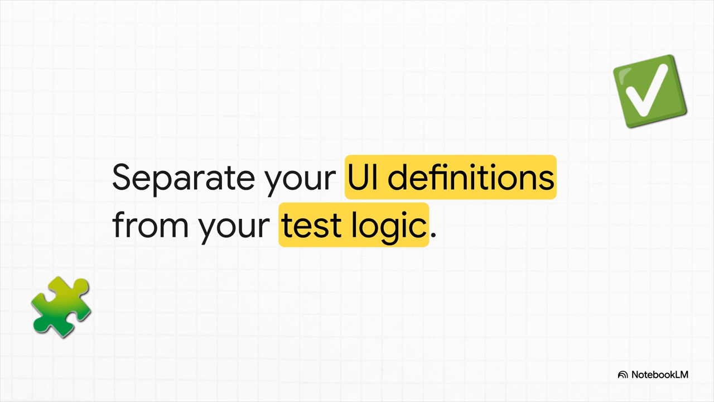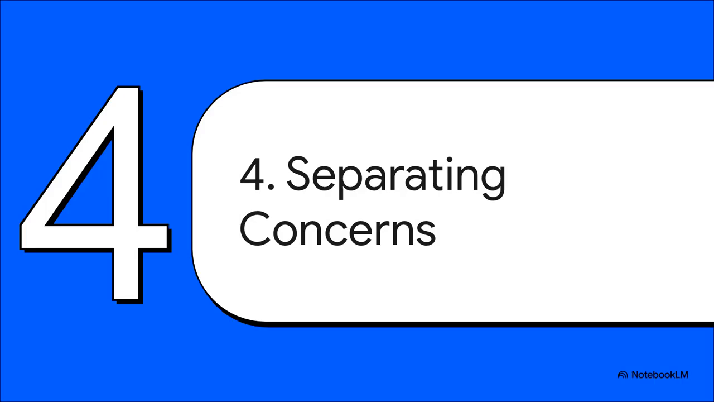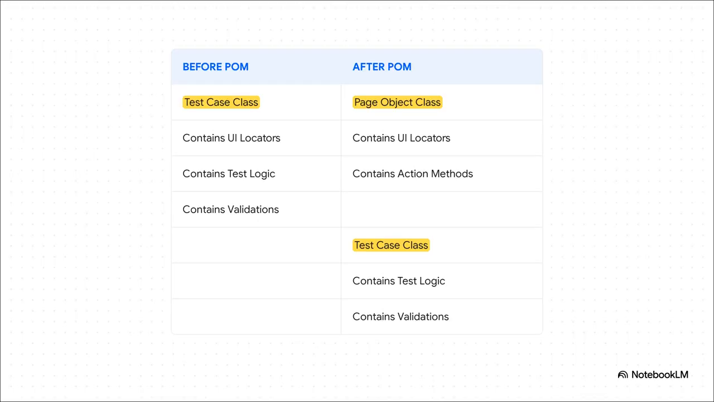Your tests then just talk to that object. They don't need to know any of the messy details behind the scenes. Okay, so this whole separation of concerns thing sounds great in theory, but what does it actually look like in the code? So check this out.